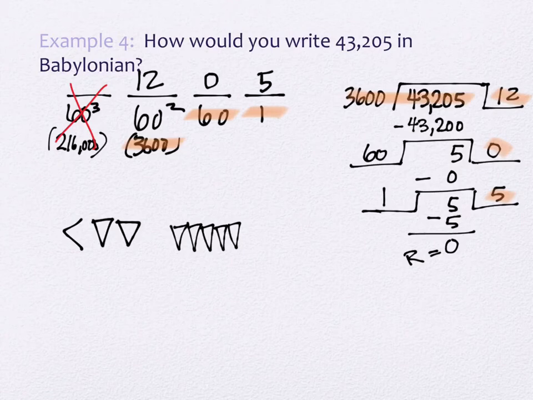Yeah, so this is really just 43,205 divided by 3,600, 5 divided by 60, and 5 divided by 1.